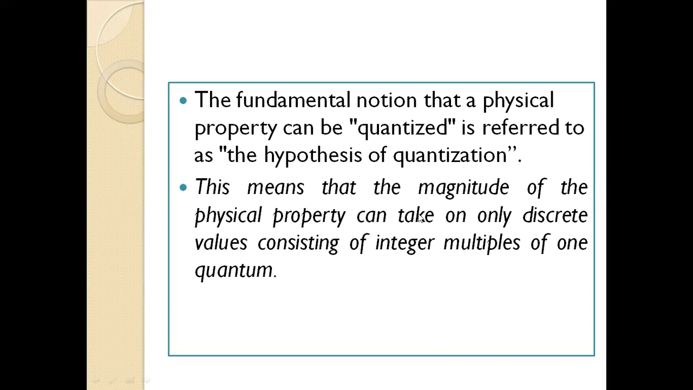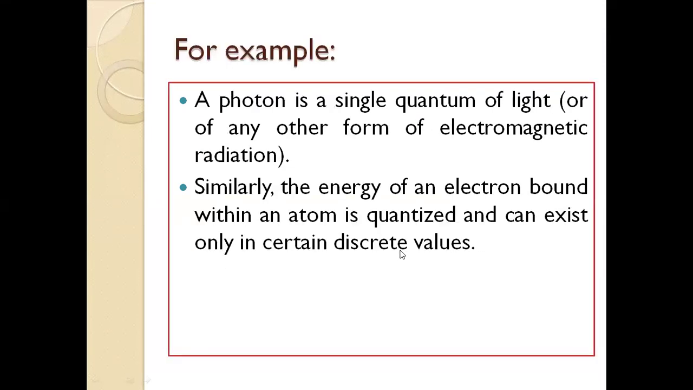So any physical property can take discrete values, and these discrete values are the integer multiples of one quantum. Suppose a photon is a single quantum of light or any other form of electromagnetic radiation. Similarly, the energy of an electron bound within an atom is quantized and can exist only in certain discrete values. So for us, this photon you can consider as a single quantum. Similarly, this electron bound within an atom can be considered. So these are some examples of quantum.